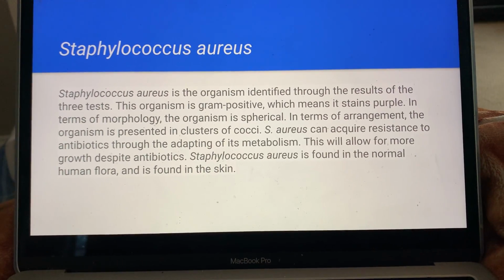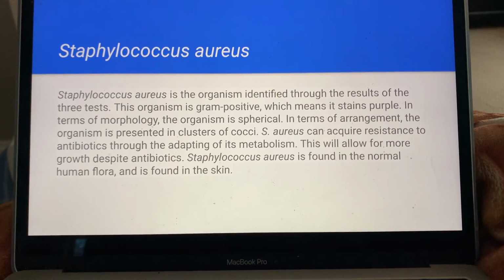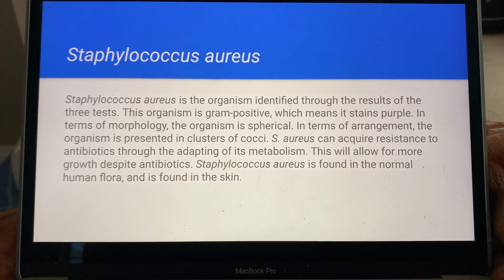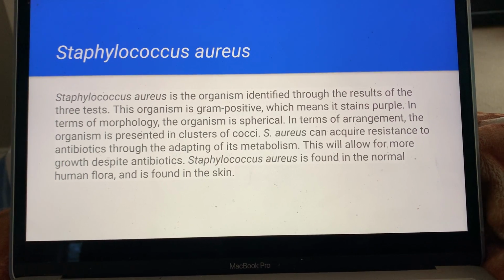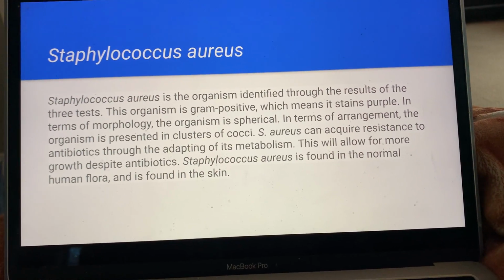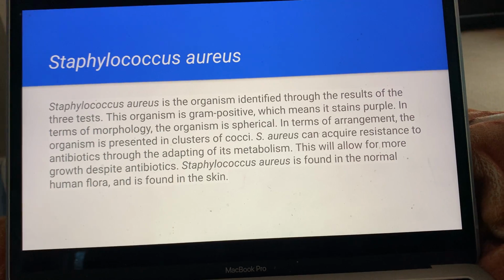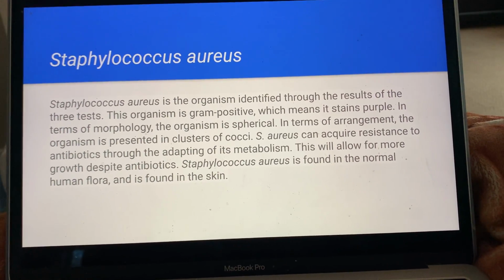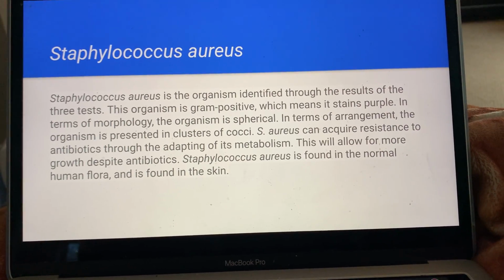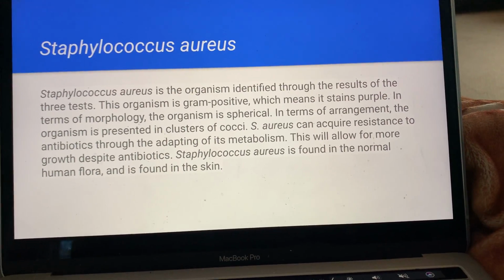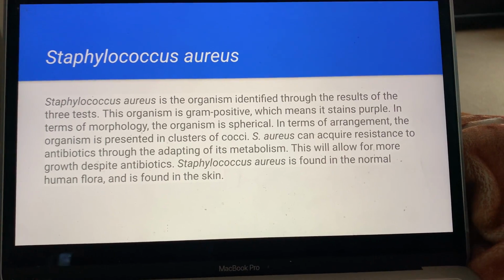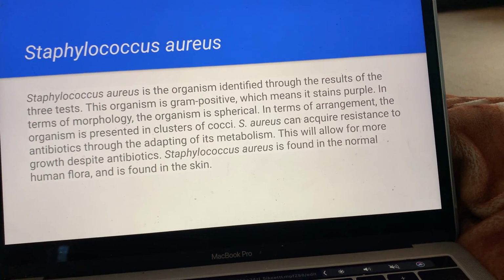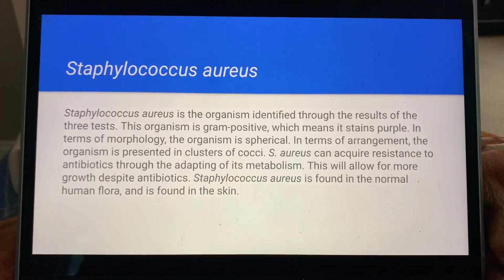Another important thing is that Staphylococcus aureus can acquire resistance to antibiotics through adapting its metabolism. This will allow for more growth despite antibiotics. That's why cellulitis can be quite dangerous if we have, for instance, a methicillin-resistant Staphylococcus aureus, with bacteria that don't respond well to antibiotics. So we need to figure out what's going on and get help pretty quickly so Colin doesn't have any severe problems.